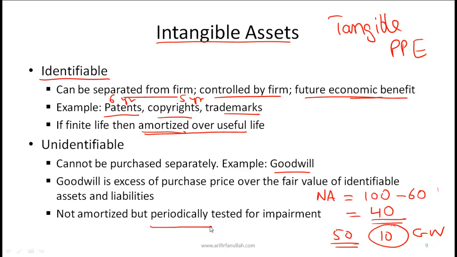Periodically means that at least once a year you need to check whether this 10 million goodwill still holds. The relatively simple way of doing this is that at least once a year you value the business and see whether the total value of the business still exceeds the fair value of the assets by 10 million or more. If not, then you need to impair goodwill, and we'll talk about impairment later.